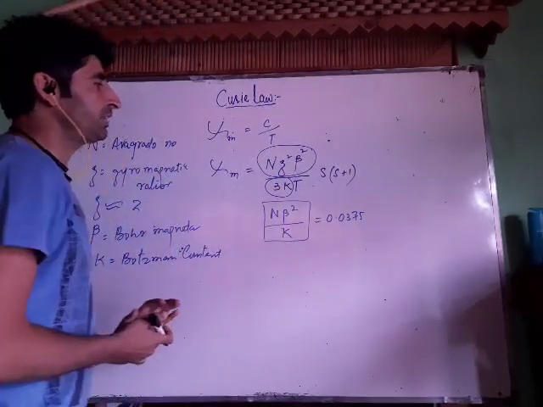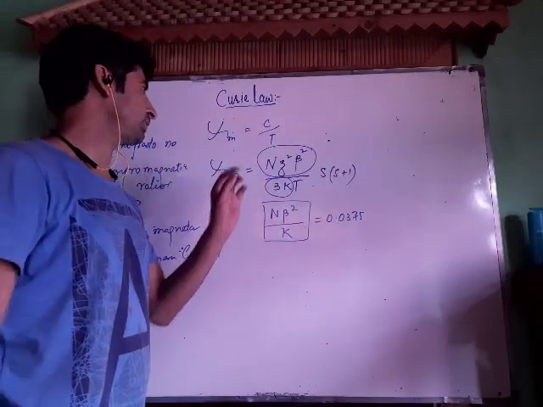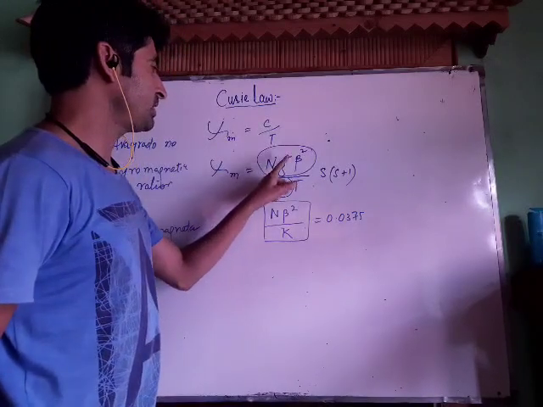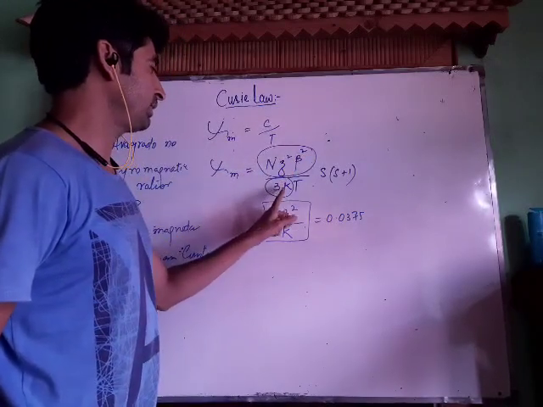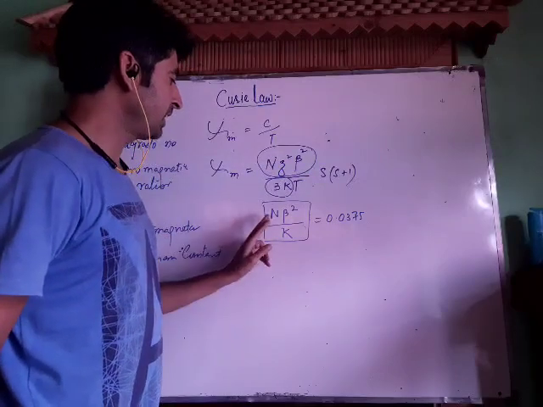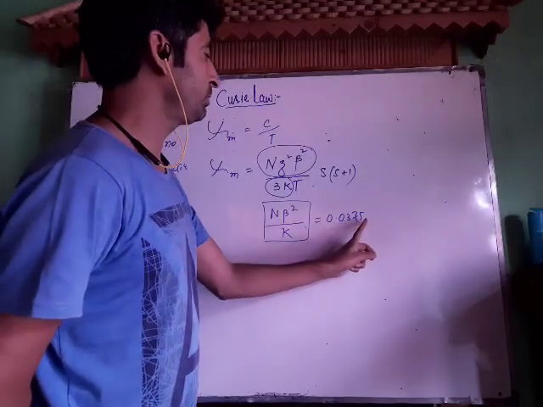Now we'll see how we can determine it for different types of ions. This is the equation which you have to remember: chi-m is equal to C by T. But this chi-m is equal to N g² β² divided by 3KT, where the symbols have their usual meanings. And β²/K is equal to 0.0375.